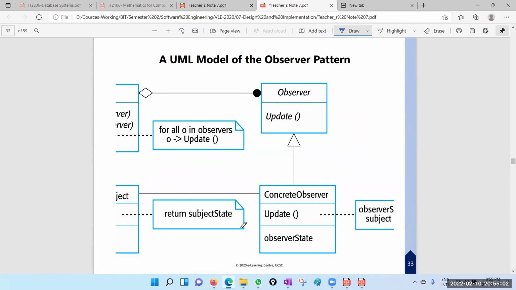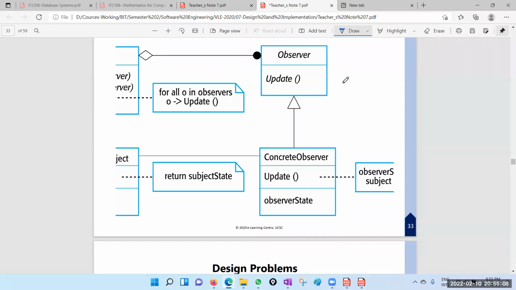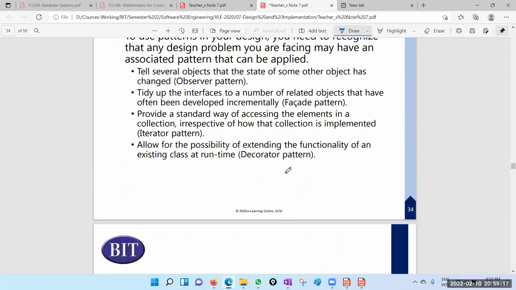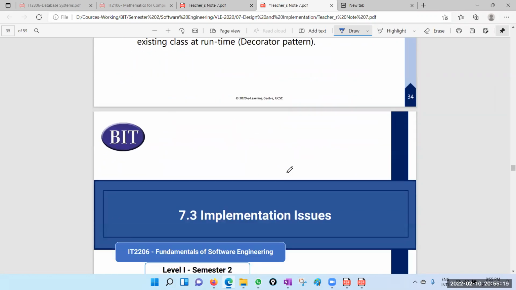So this is how it is implemented. You don't have to understand how it is implemented. That is beyond your syllabus. Okay. But the solution can be presented in the form of a class diagram with a few descriptions. Right. So that is just an example.